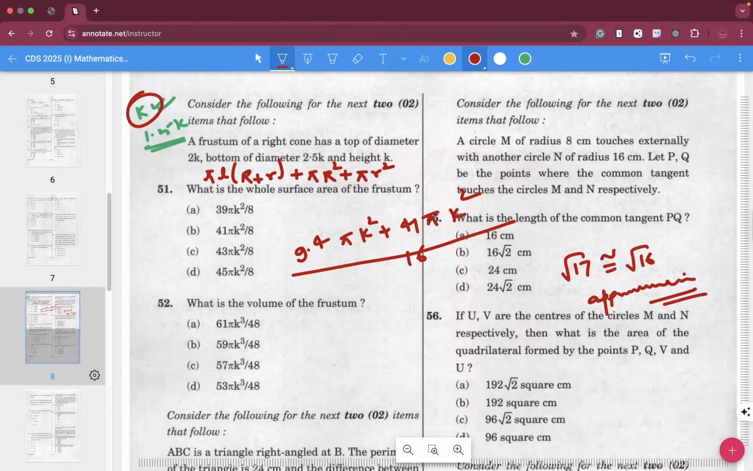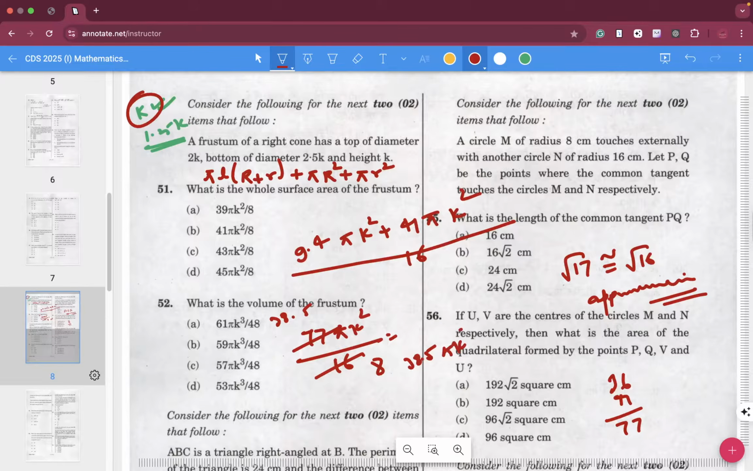This one becomes 4, which means 36 plus 41. 36 plus 41 is how much? 77. So 77 pi k square by 16. If I am intentionally dividing it by 2, which is 8, then this is your 38.5. So 38.5 pi k square by 8 over here. You see that we assumed root under 16 instead of root under 17.